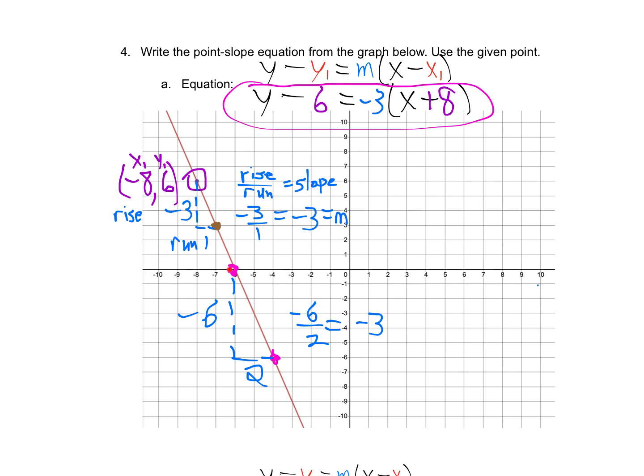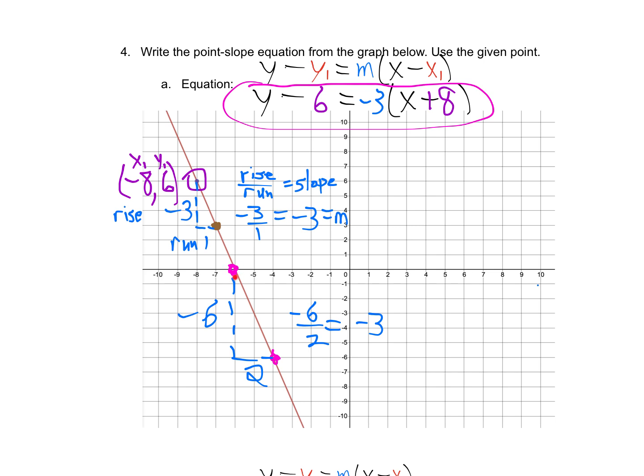So even if I started at negative 8, 6, and I want to go to the negative 7, comma 3, start on the left, go to the right. Remember, rise over run, that's my slope. If I go up, it's positive. If I go down, it's negative. So I'm going down 3 to the right 1. Well, negative 3/1 is the slope of negative 3.